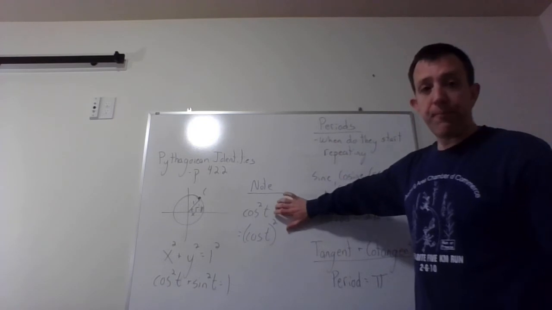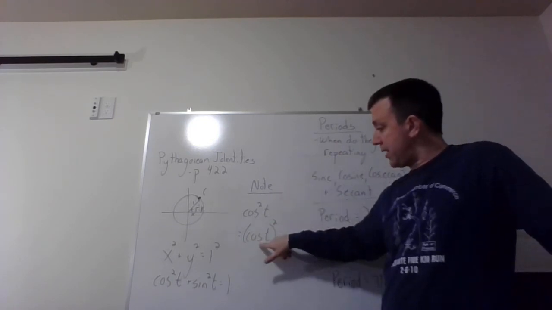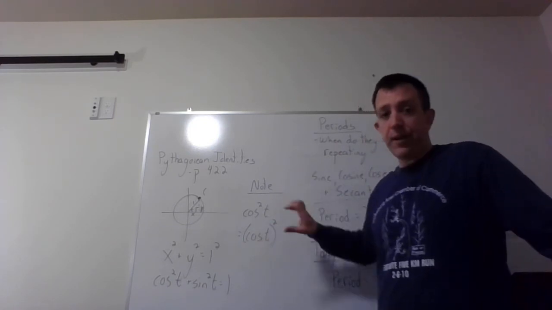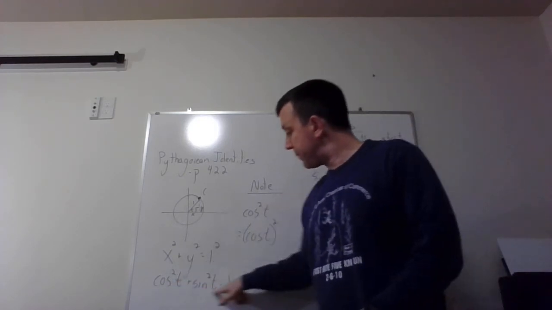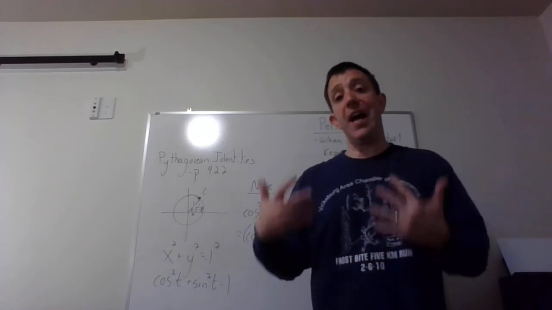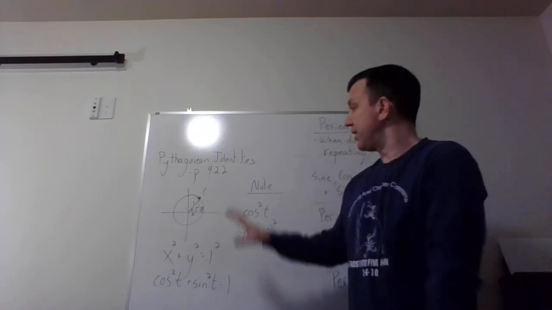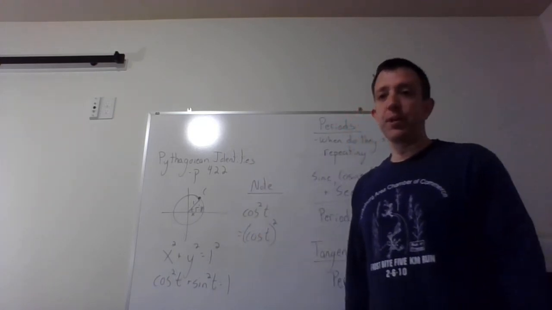And just a note, cosine squared is the same as cosine of t squared. You find that cosine value, then you square it. So this will always be true, that cosine squared plus sine squared has to equal 1. And it really comes straight out of the Pythagorean theorem. It's really pretty cool.